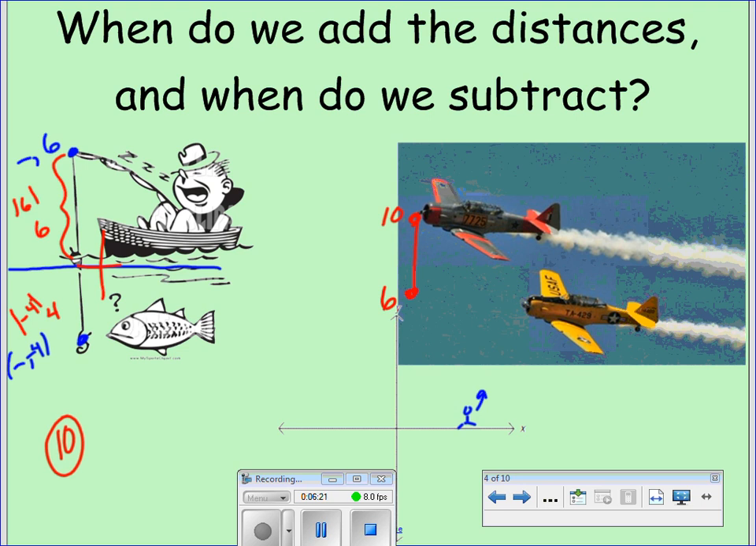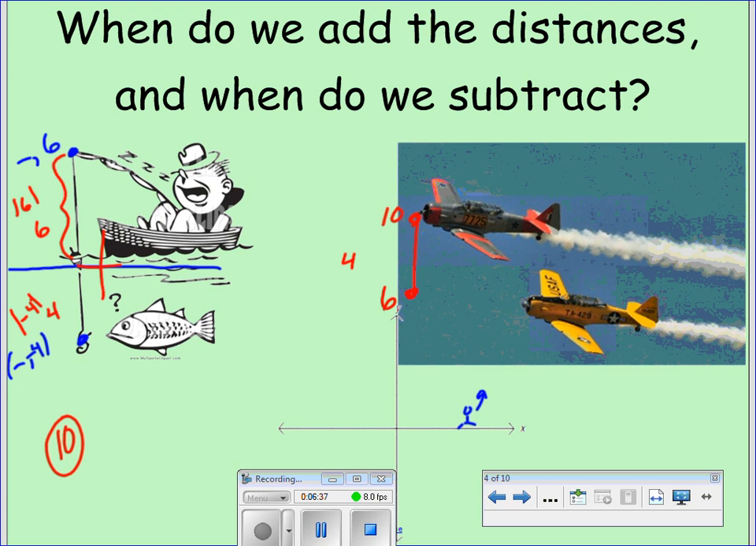So we could picture this as a number line, and we would hop from 6 to 10, and it's how many units? 4. And what do we know about our mathematical operations, to get from 10 to 6? What operation is that? Subtraction.